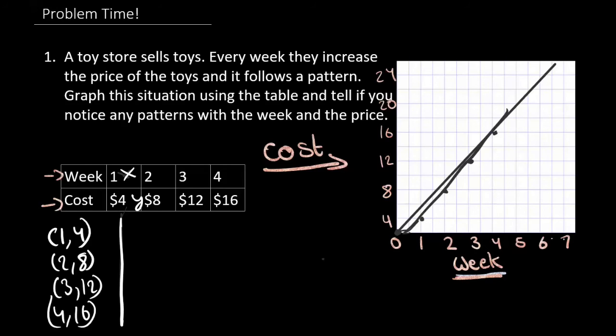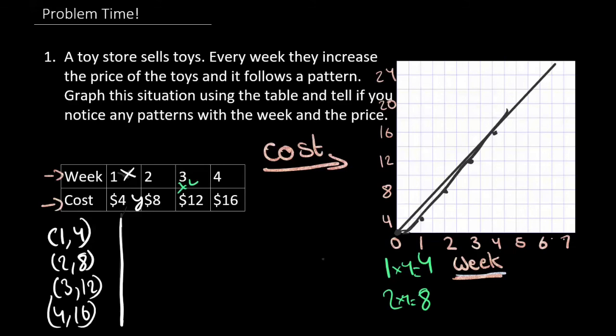So we have 1 comma 4. I'm gonna write 1 and then 4, we don't need a comma. So 1 and then 4, 2 and then 8. Do you notice anything? I see that 1 plus 3 is 4, is 2 plus 3 8? No, it's not, so that's not our pattern. Let's do some multiplication. So 1 times 4 is 4. Is 2 times 4 8? Yes, it is. So that might be our pattern.